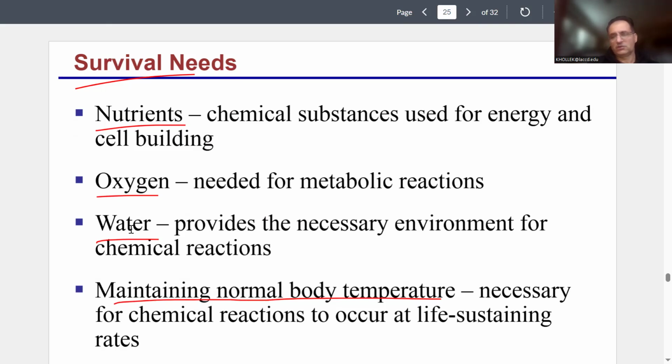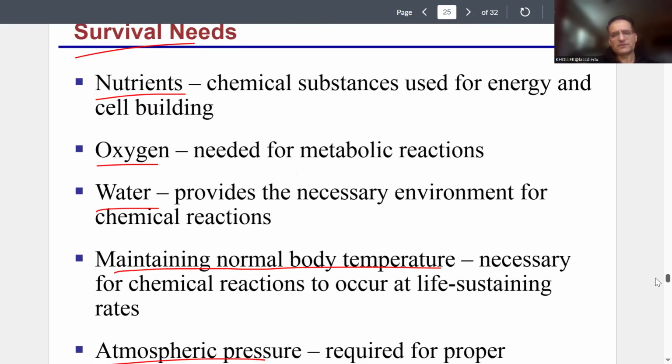Okay. Water. Water is a general ingredient for many types of reactions to take place. Okay. Note that a lot of scientists look for water on other planets first. Okay. Water has a lot of different properties. We will take a look at some of those properties in the next lecture.